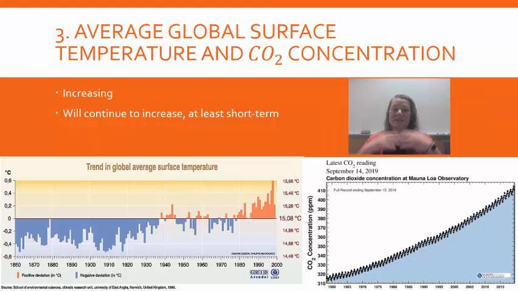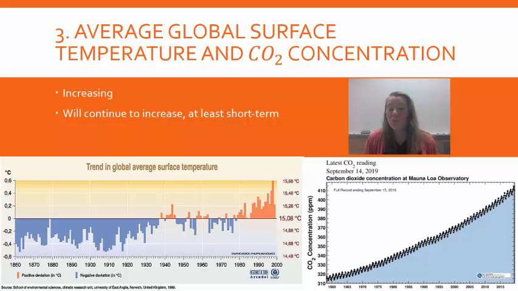The third piece is the average global surface temperature and carbon dioxide concentration. Now, this is a measure that we can see the trend of over the past several years looking at the Mauna Loa Observatory. We can see that since observations started being measured back in the 1960s, this concentration has constantly been increasing every single year. And it's predicted that this is going to continue increasing, especially if we are not going to do anything to curb or reduce our carbon dioxide emissions.